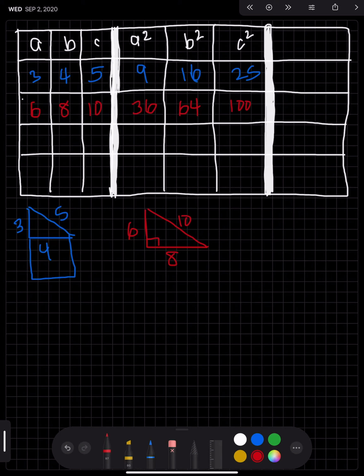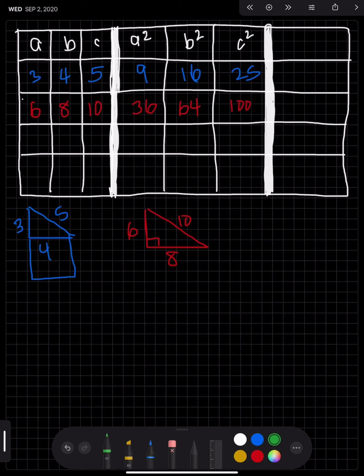All right. Take a look, if you haven't already. What pattern do you notice as you go from 9 and 16 to 25? Do you see a pattern? What about from 36, 64, and 100?